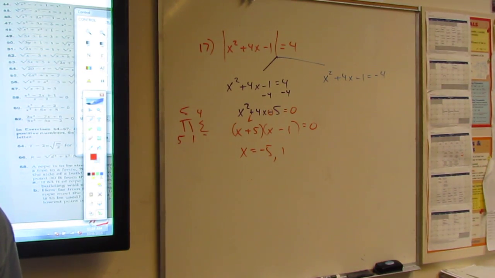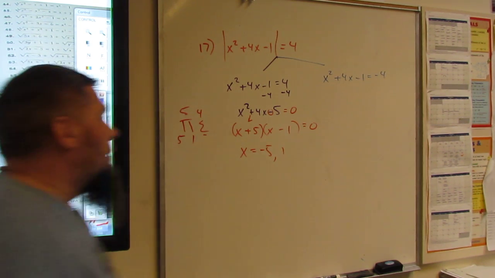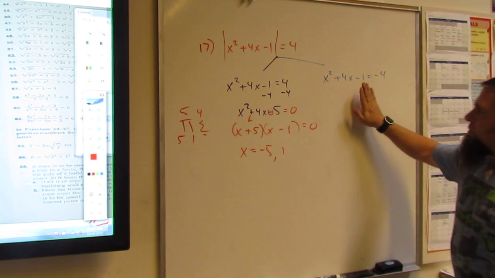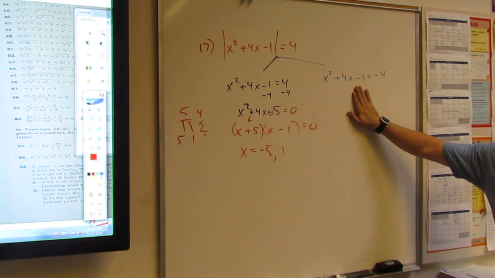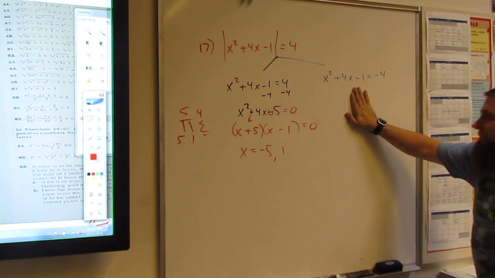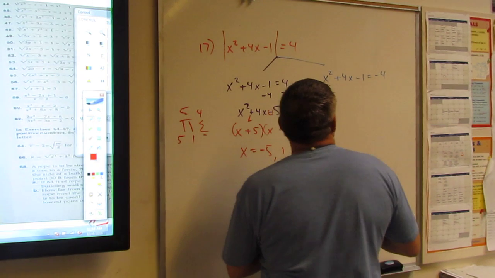Yeah, why are you subtracting the 4? To make it equal to 0. It has to equal 0. We can't solve if it's not equal to 0. Okay? So the same thing here. What do we do with this one? Oh, you add 4. Add 4. Okay?